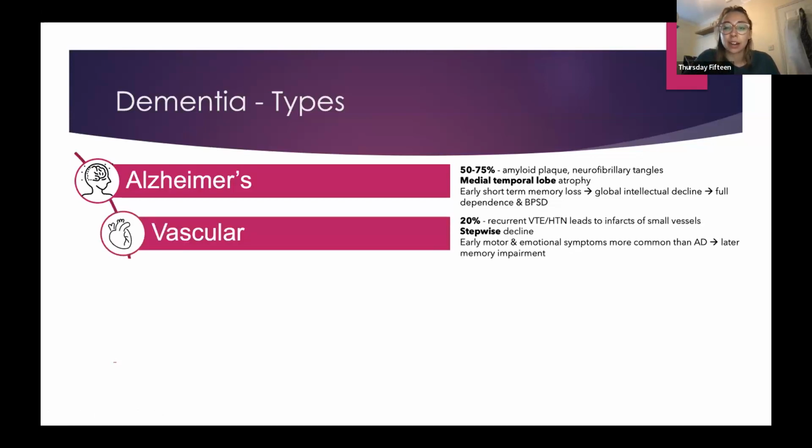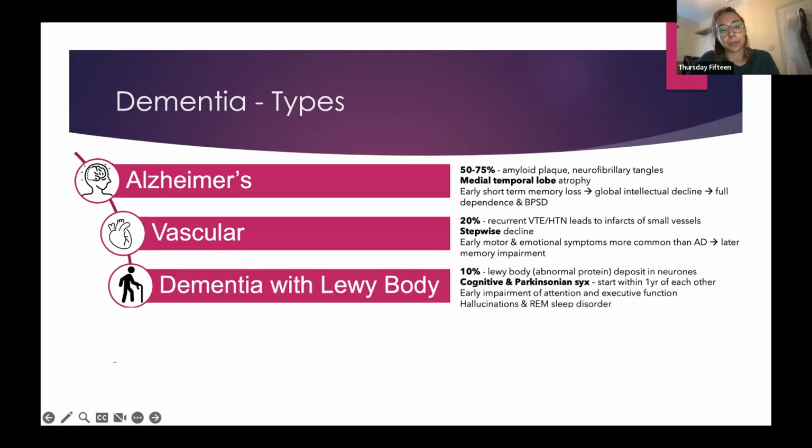The next type is vascular dementia. So this is also really common. Recurrent thromboembolic events and high blood pressure lead to infarcts of our small vessels, and you get a classically stepwise decline in vascular dementia. Those early motor and emotional symptoms are more common than in Alzheimer's dementia, and then you get that later memory impairment with vascular dementia.